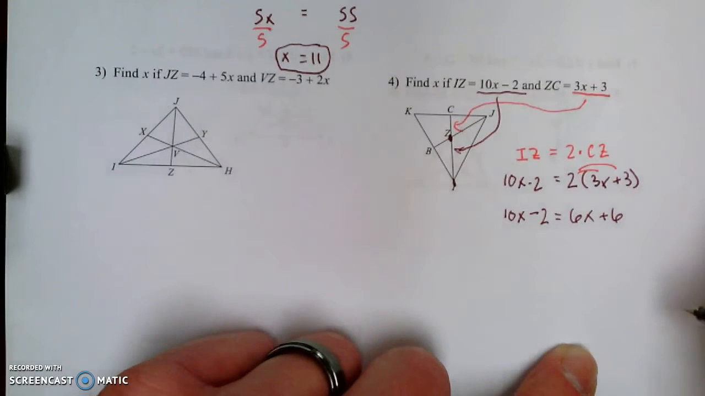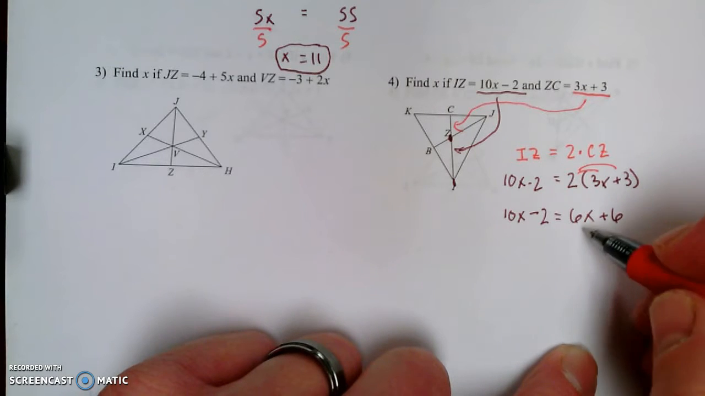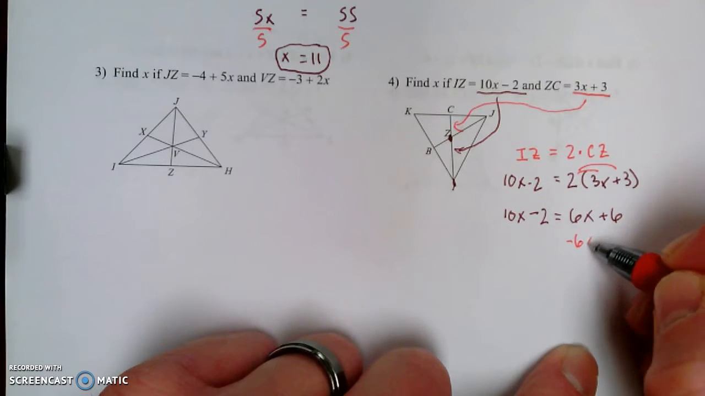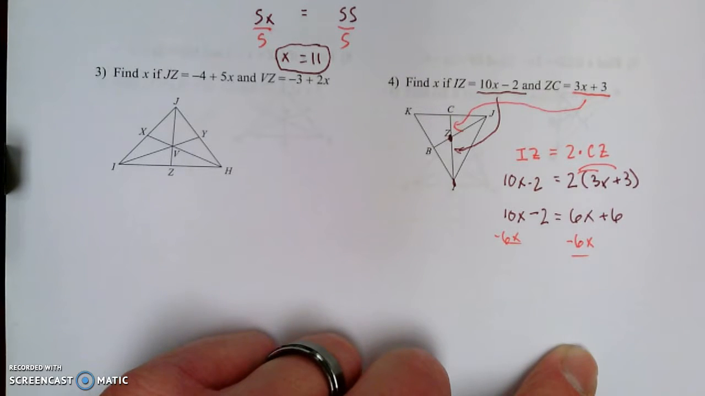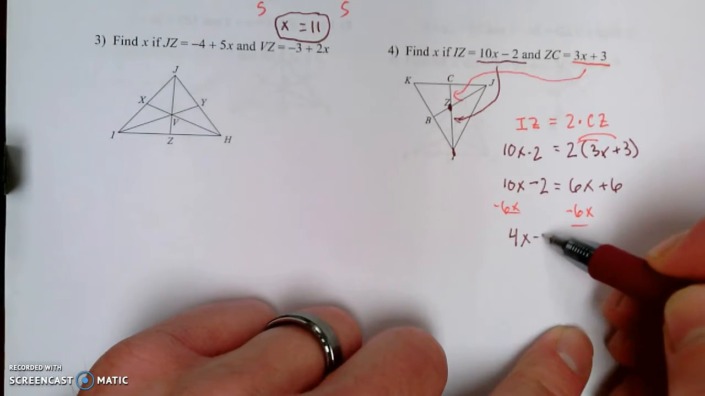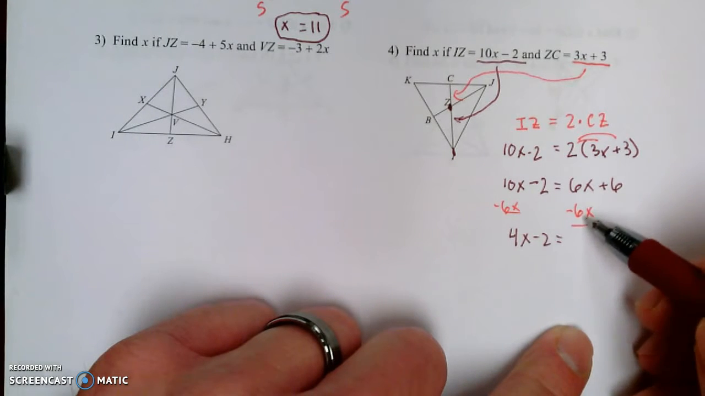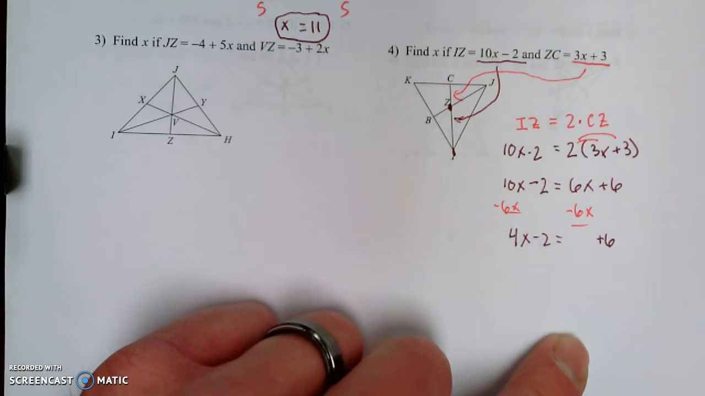First step, we want to get all of our terms with variables. I want to only have terms with variables on one side. So I'm going to get rid of this 6x. First, I have to subtract 6x from both sides. See, 10x minus 6x is 4x. Nothing's happened to this 2 yet. 6x minus 6x, that's 0. And we've got our positive 6 over here.